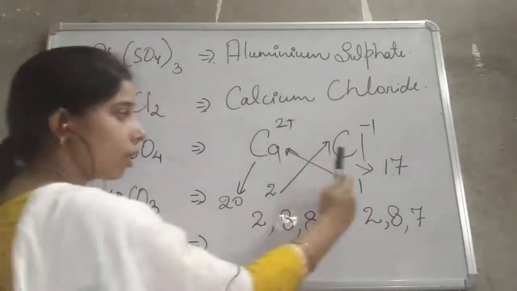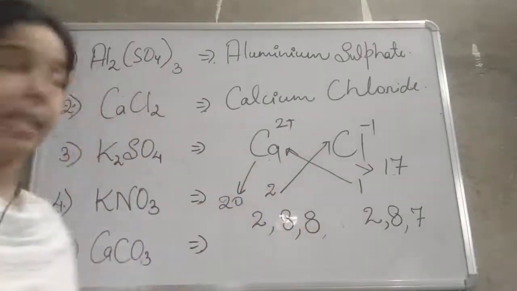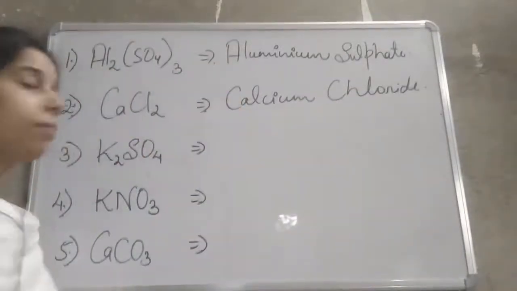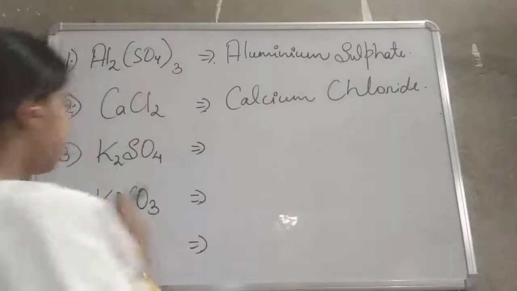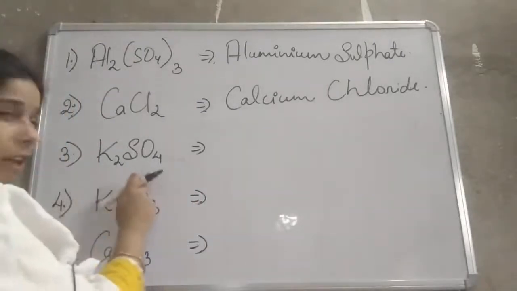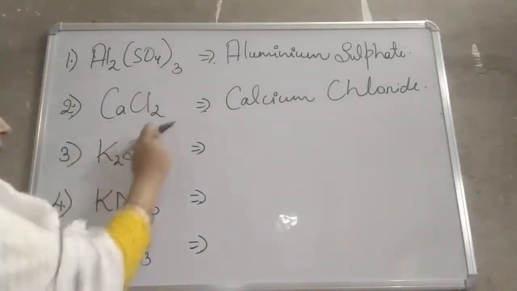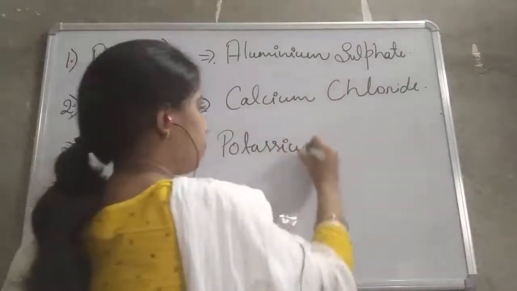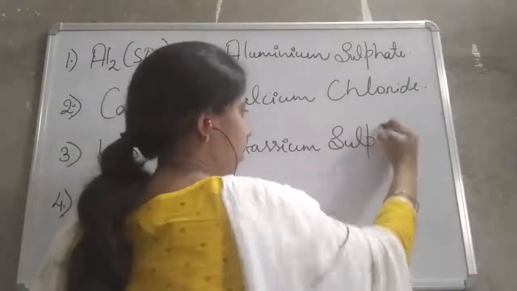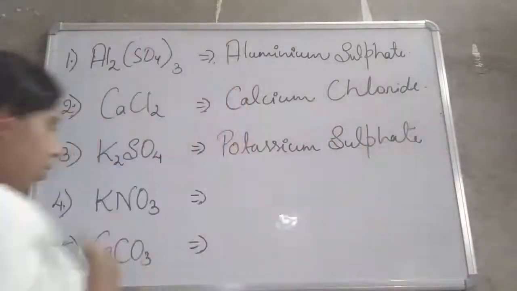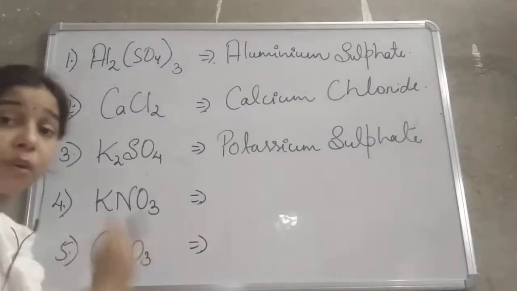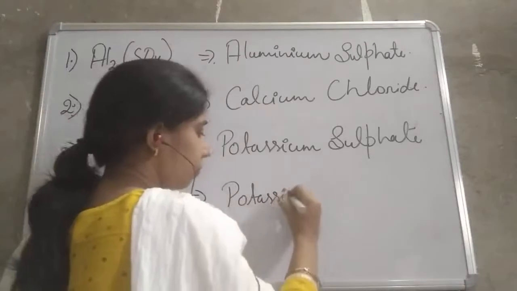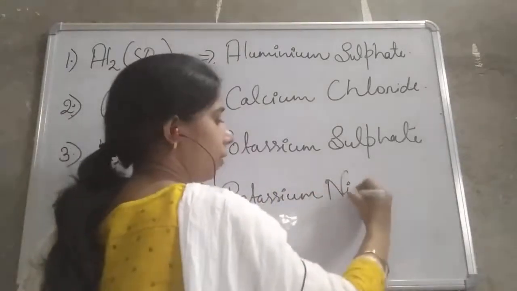So calcium chloride, that is. The name we will give to it is calcium chloride. Now you see here, potassium is there, sulfate is there, this is +2, this is -2, an ionic compound, so we will simply write here potassium sulfate. Here also potassium is there, NO3 is known as nitrate, so we will write here potassium nitrate.